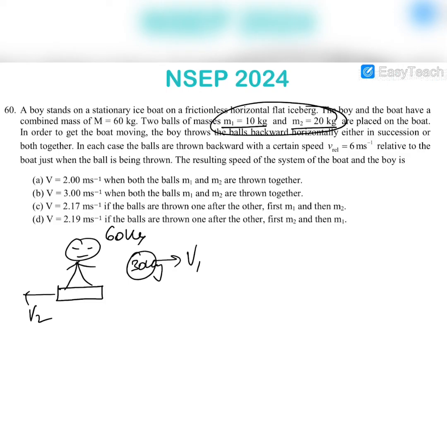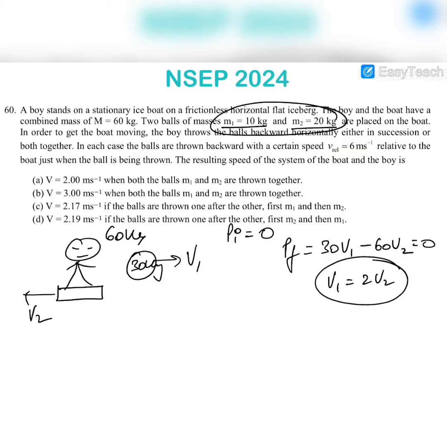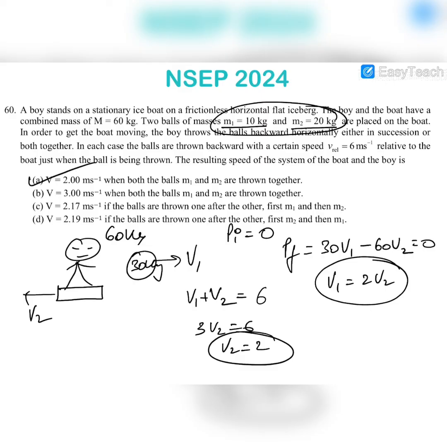Initially they were at rest, so the initial momentum of this system was 0, and the final momentum will be 30 v1 minus 60 v2, which is 0, so v1 is equal to 2 v2. The relative velocity v1 plus v2 is 6, so substituting v1, 3 v2 is equal to 6, so v2 is equal to 2. So when they are thrown together, the speed of recoil of the boy and the boat will be 2 meters per second. Now, option B is obviously incorrect.